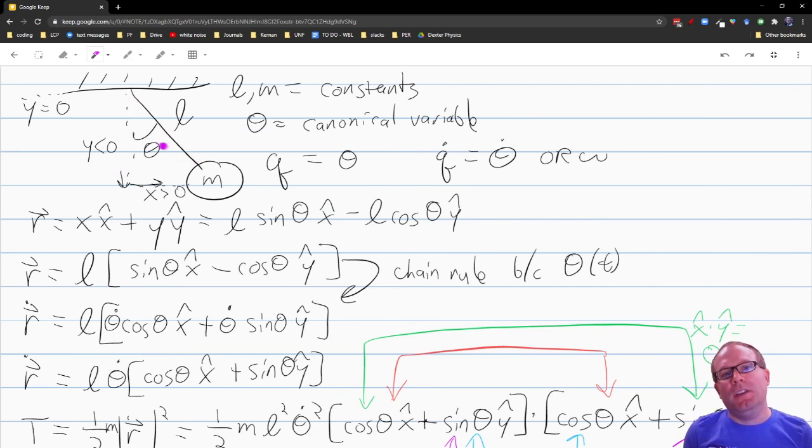This theta that we've already looked at here is going to be our canonical variable. So for the q in Lagrange's equations, this is going to be theta. Q dot will be theta dot. Now we sometimes call that an omega, but I'll be calling it theta dot.